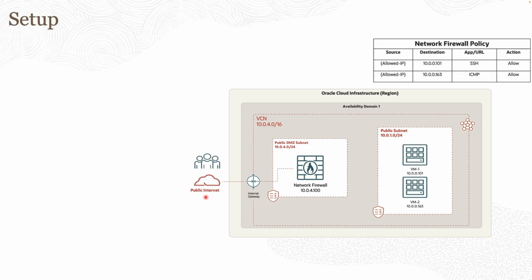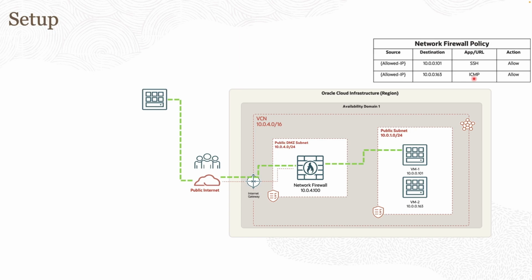The table here shows the security rules that we want to add to limit access to our compute instances. Like we want to allow a particular internet host to SSH compute instance 1 and similarly allow only ping, that is ICMP, on compute instance 2. This simple setup is to understand the workflow. And in our second use case, we will see the URL filtering capability.